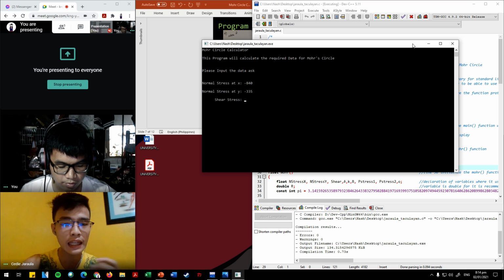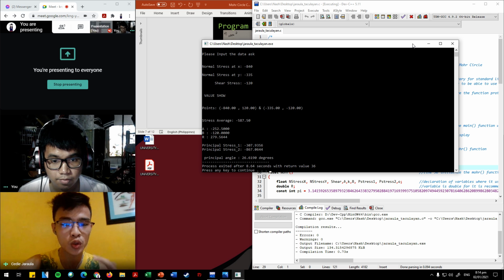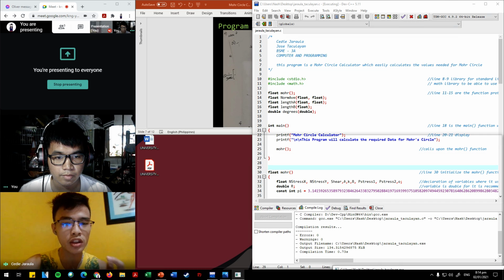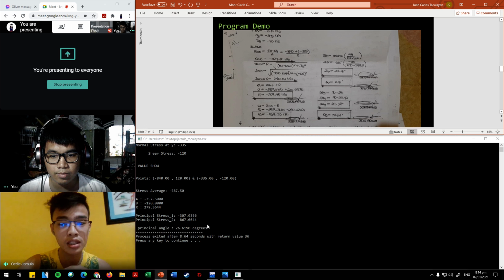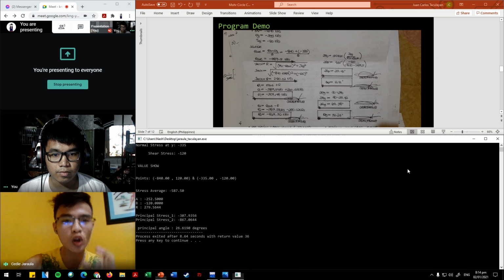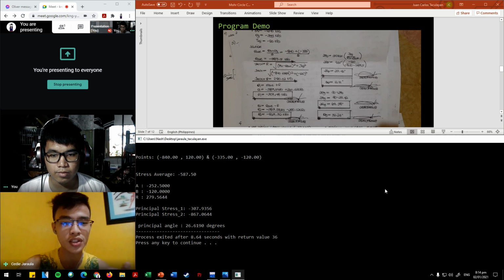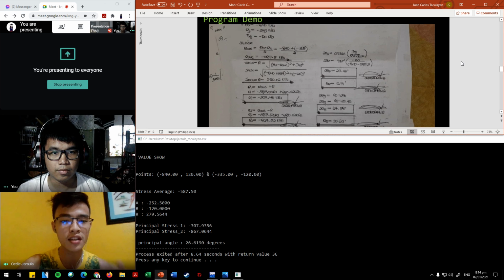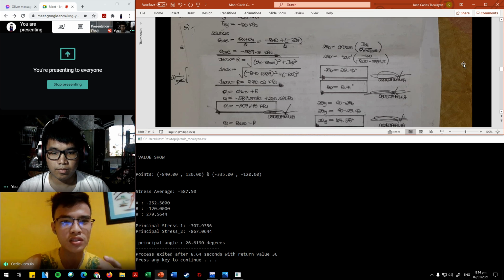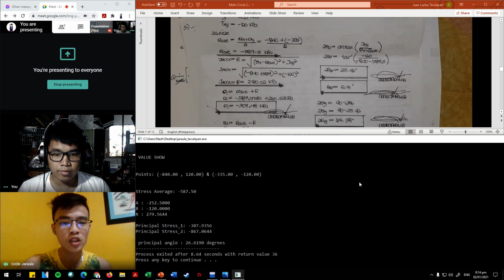and is very useful for solving engineering problems and can save time, because if we solve this kind of problem, it takes around 15 minutes to get all these values. But with this Moore circle calculator, it can make things easier, as it took just around 3 seconds to obtain all those values needed. So without further ado, let's proceed to the explanation of the program.